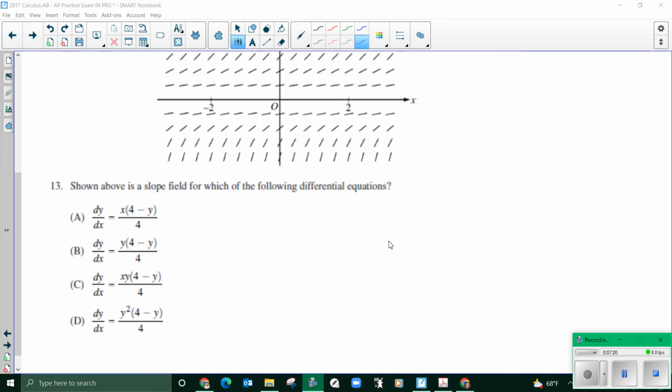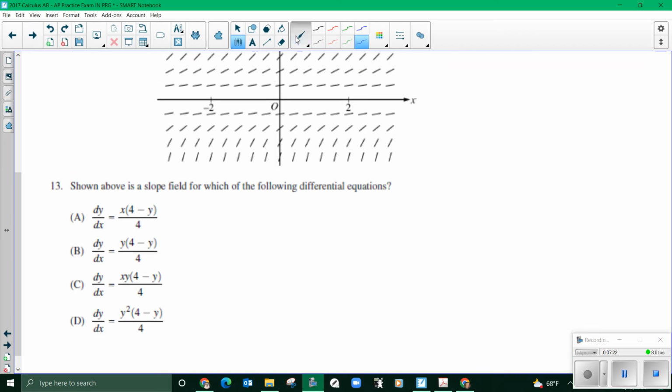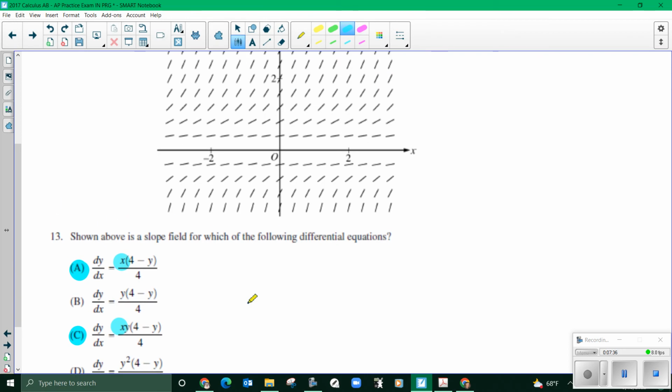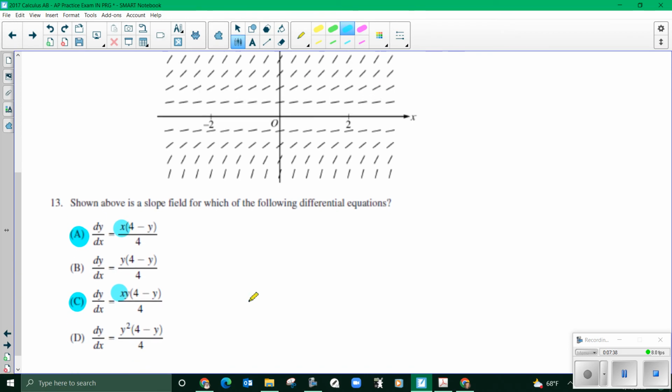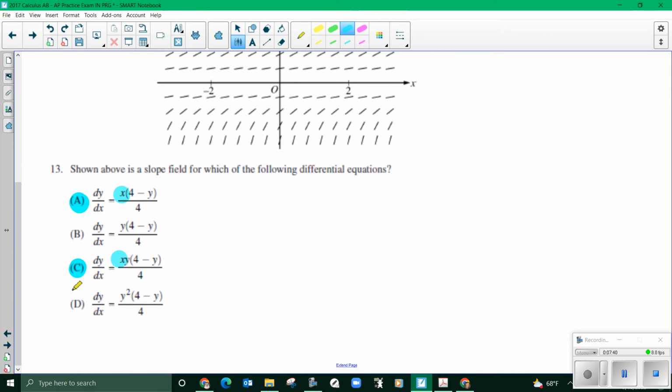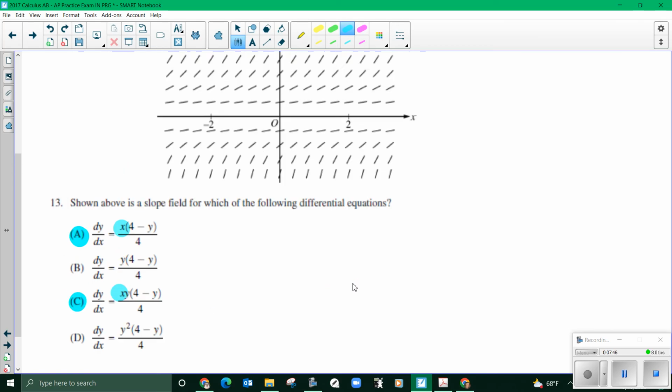Let me start out by saying that some of these options, option A and option C, you have an X here. B and D you do not. So let's take a look at that X first. We're going to try and get rid of half of these. Either we're going to cross out A and C, or we're going to cross out B and D. So we're going to start to narrow this down.